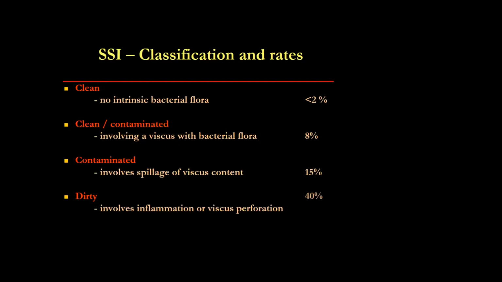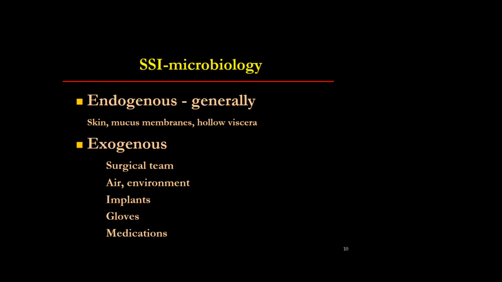So what happens? All over the world, the generally accepted rates: in a clean wound, although there is no intrinsic bacterial contamination, still surgical site infections can occur, but should be to the tune of less than 2%. In a clean contaminated, should be less than 8%. In a contaminated, 15%. And in a dirty, up to 40% of wounds, even with the best of care, will have surgical site infections. So which are the organisms?